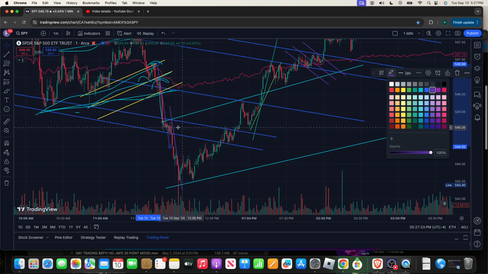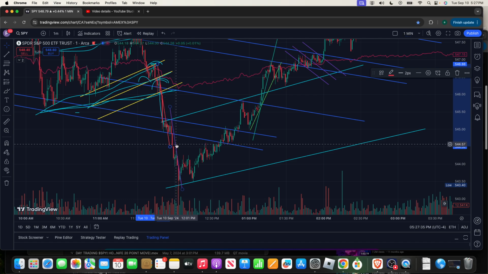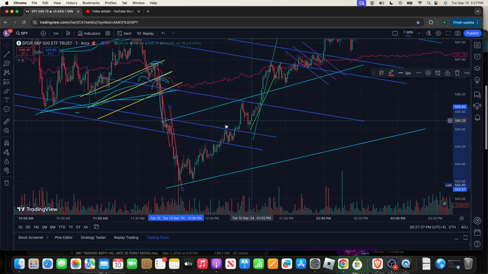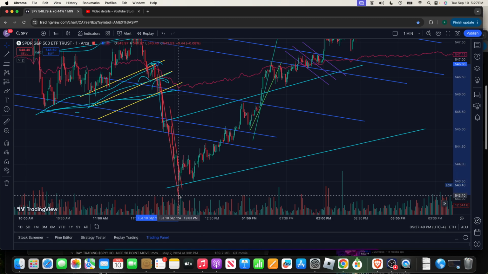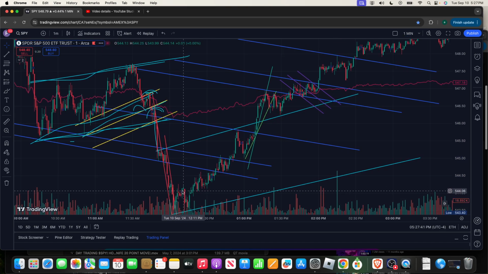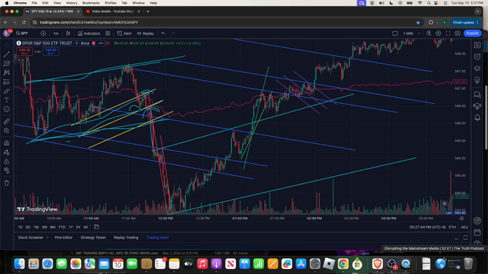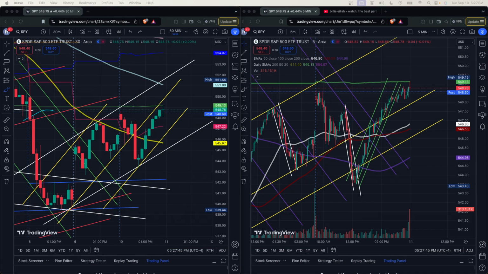I'll fix this for you guys so you can better understand. So you can see the red selling, perfect selling right there. And then now the reversal. So here we're testing the white, and you see it get bought up.